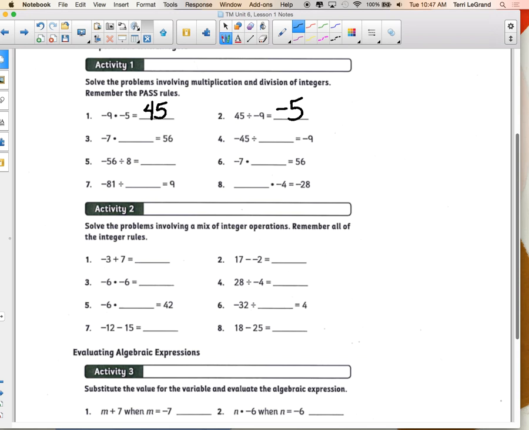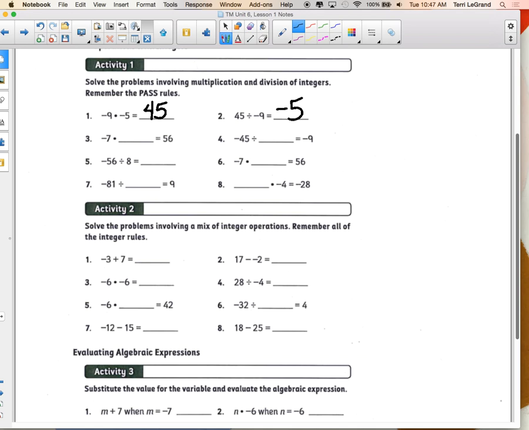Wait. Wouldn't number 1 be negative? It's a negative times a negative. Okay, and what did we say in the pass rule? Positive answer, same sign. So the 9 and the 5 are both the same sign. They're both negative, so our answer should be positive. Positive times positive is a positive. A negative times a negative is also a positive.